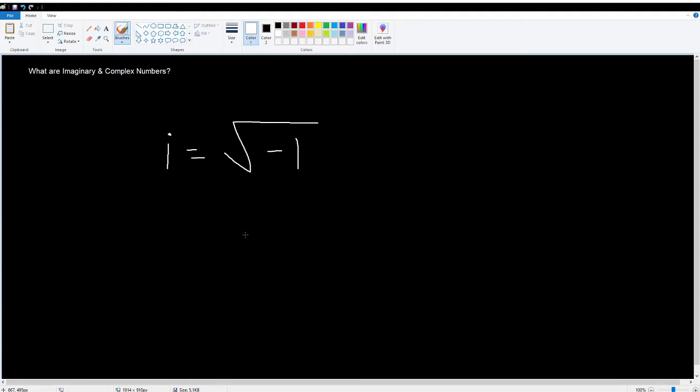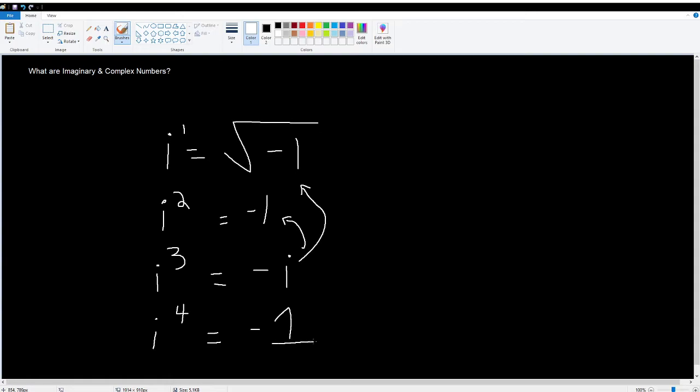And what's important about i is that there are 4 different powers of i, okay? And what do I mean by that? So i to the first power is equal to the square root of -1. i to the second power is equal to -1, okay? i to the third is basically negative i. Or in other words, you could think of it as like this times this, right? And then i to the fourth is 1, okay?